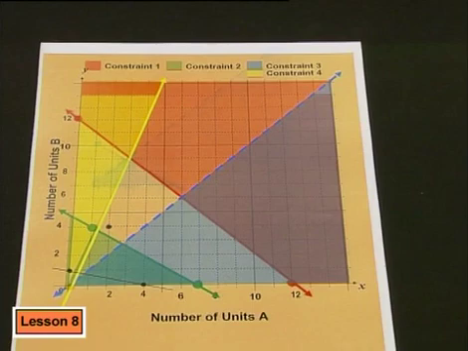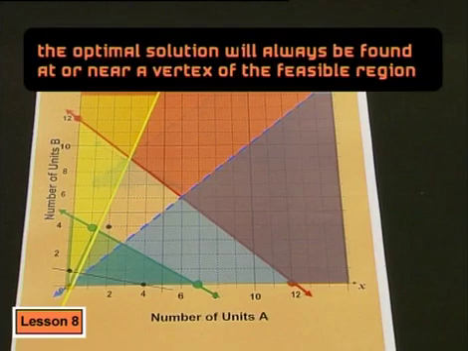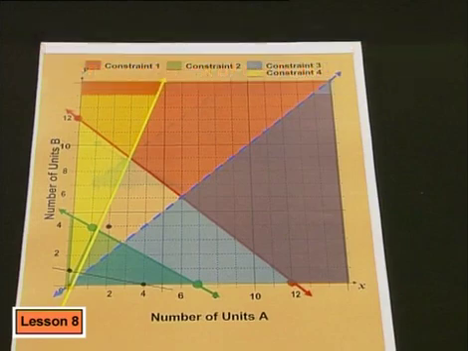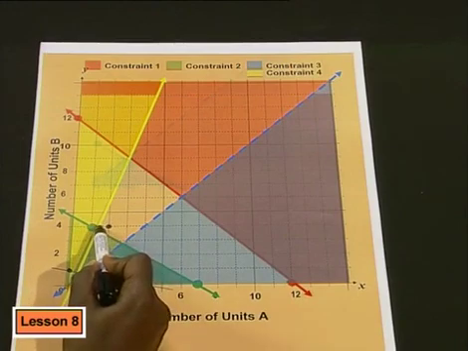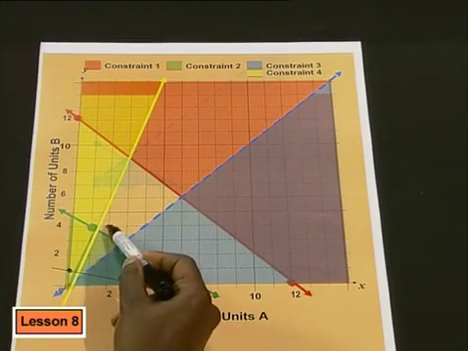y. What we've discovered here has been stated in a theorem for linear programming. The theorem says that the optimal solution will always be found at or near a vertex of the feasible region. Remember that vertex means a corner of a shape where two lines meet.